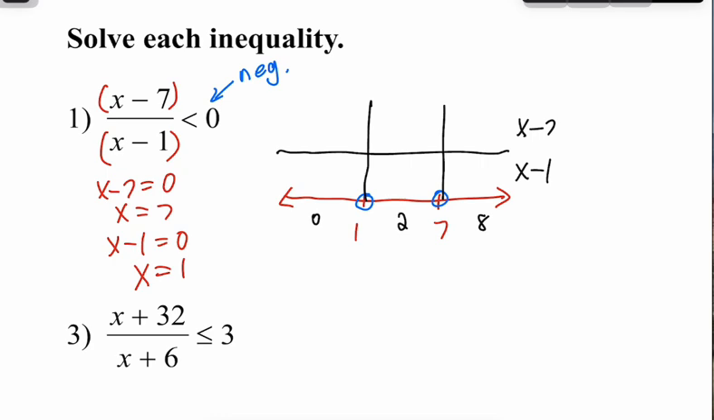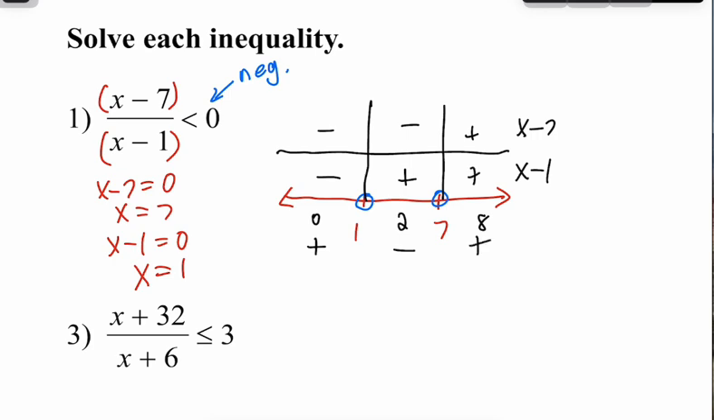Well, let's plug in 0 to both of those. If I plug 0 into the top, I get -7, so that's a negative. If I plug 0 into x minus 1, that's a negative. 2 negatives divide and give me a positive. Let's plug in 2. I get a negative, I get a positive. 1 negative gives me a negative. And if I plug in 8, I get a positive and a positive. 2 positives make a positive.